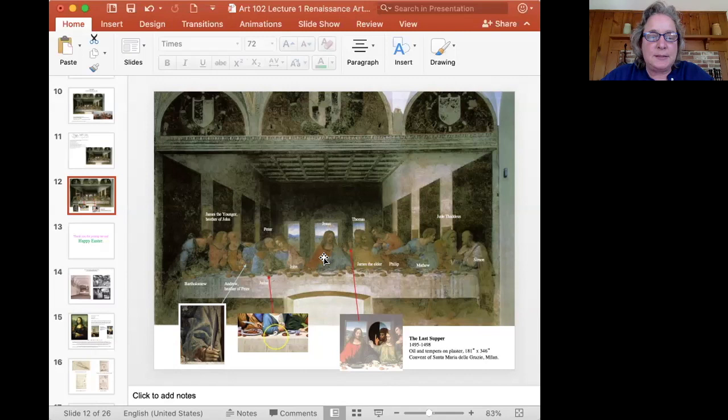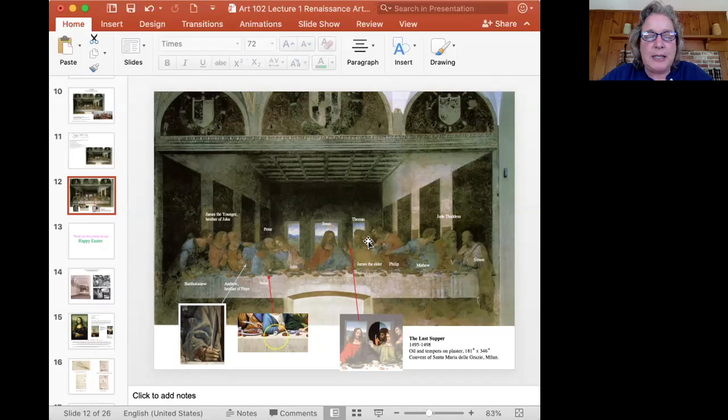Then we have Jesus, who's sitting in the center, again, very much away from the crowd. He's kind of like the divider of these two groups. And then we have Thomas, and we notice that Thomas has his finger up. Within a week or so, he will be putting that finger into Jesus's side. So you always notice it's Thomas in a painting because of the finger.